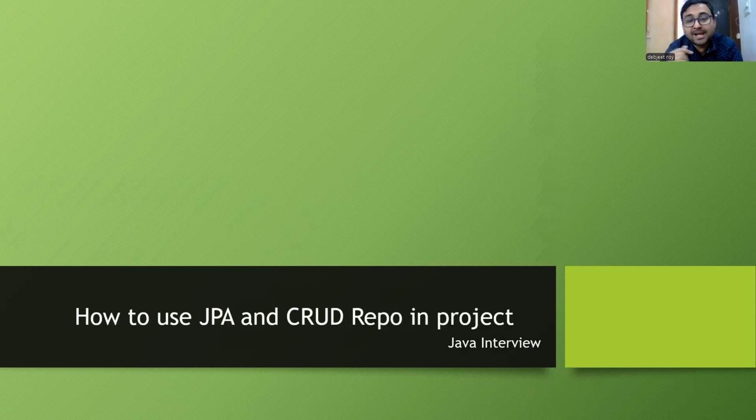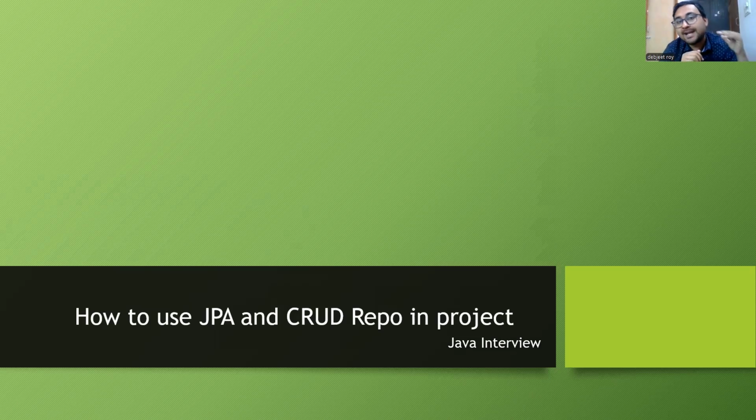Then how to use JPA and CRUD repository in the project. This is also very crucial from an interview perspective. The interviewer may ask the difference between CRUD repository, JPA repository, normal repositories, and paging and sorting repository. What are the differences between all these? When to go for which particular repository? What's the hierarchy of these repositories? Those are also very important for the interview.